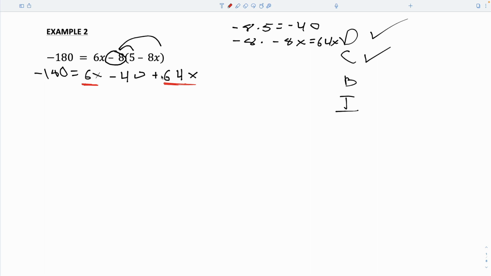They both have a... What's to the right of them? They both have an x. They're both variables, so they can be combined. That's why we combine them.